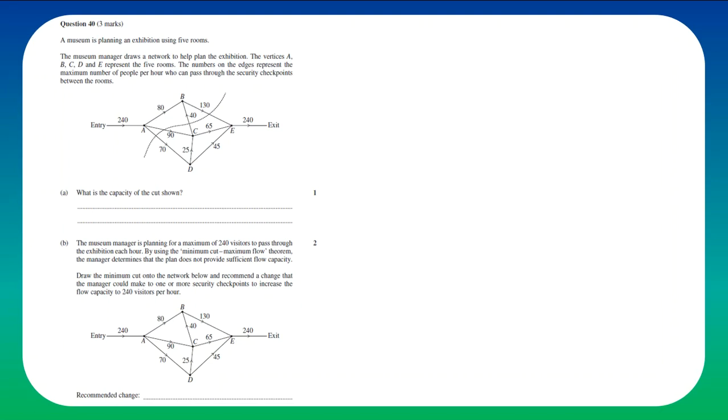Now, there are two parts of this question. Let's focus on the first one. The first one is saying there is a museum manager, and this is a plot of a museum where each of the edges is showing the capacity that it can hold. And each of the vertices is a room in this museum. The first question is pretty straightforward. All they want to know is the capacity of a cut. This is the cut that they have drawn, and what they want to know is what is the capacity.